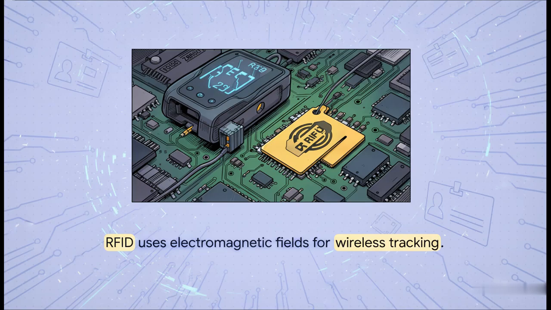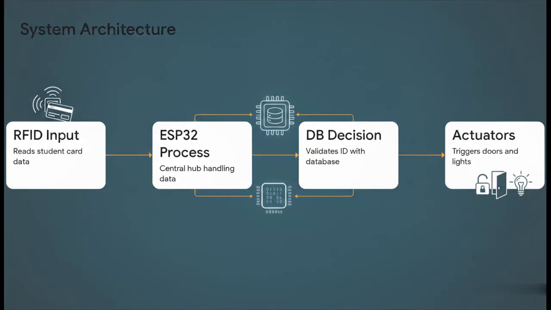And what makes RFID so perfect for this is that it works entirely wirelessly and needs absolutely no line of sight, so a student doesn't have to perfectly line up a barcode or even stop walking, really. They just wave their card near the reader, and the electromagnetic fields do the whole job in a fraction of a second. But once that card is swiped, the data doesn't just sit there.